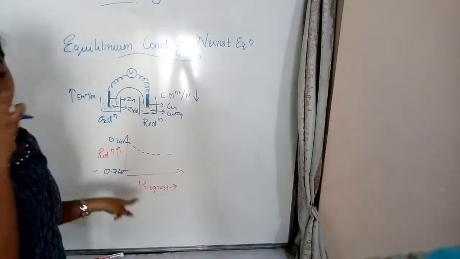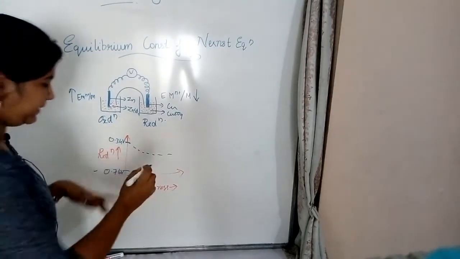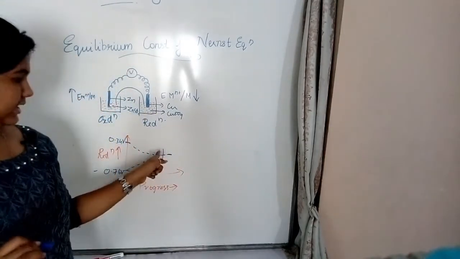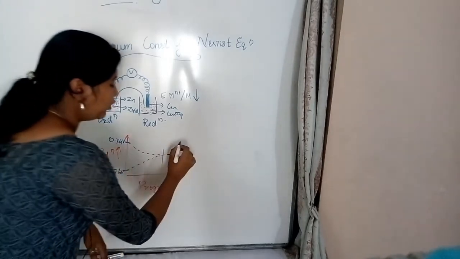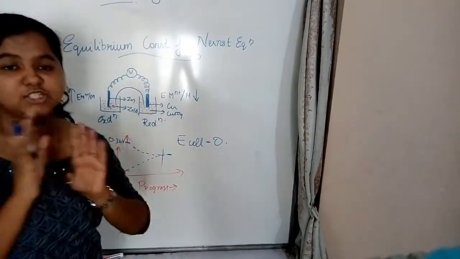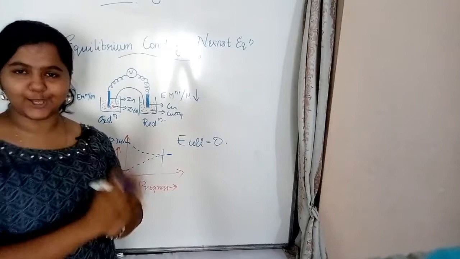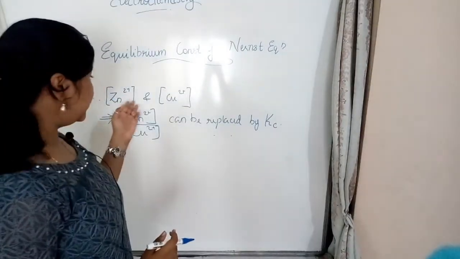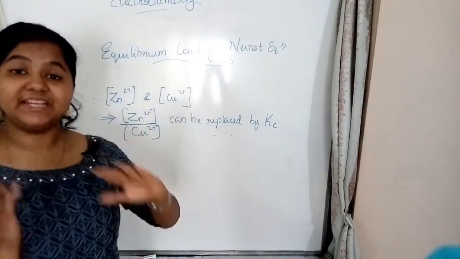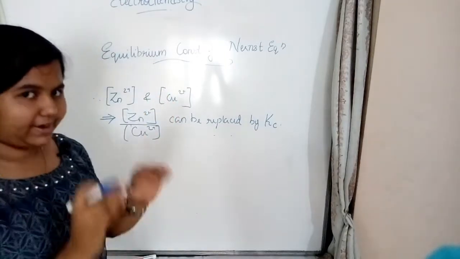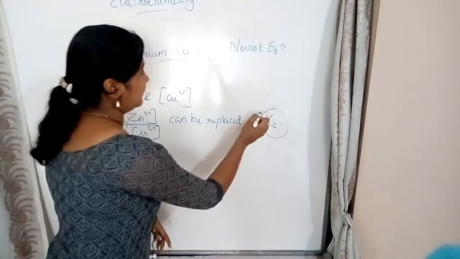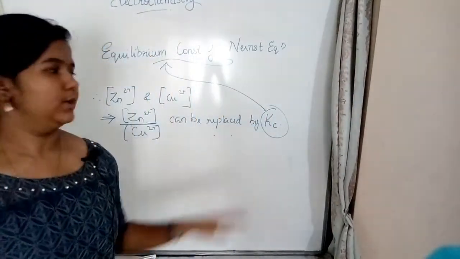And what happens in the oxidation part? The electrode potential increases. And at this point, they become the same. So over here the E cell is equal to 0, and the reaction stops here. The equilibrium is attained and the reaction stops here. Since Zn2+ and Cu2+ attain equilibrium concentrations, we can replace [Zn2+] divided by [Cu2+] as Kc. What is Kc? Kc is the equilibrium constant. So what is it?